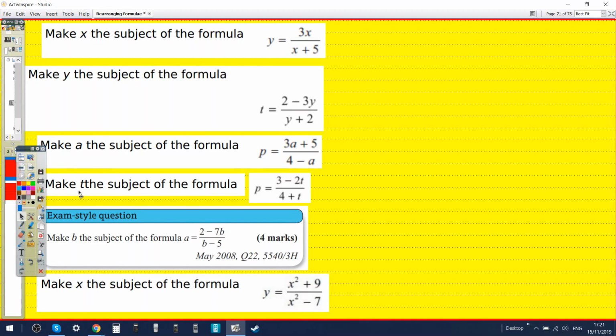Let's see. Tricky. These are all exam questions. Make x the subject. Let's do the second last one. Multiply b minus 5 on both sides. You get ab minus 5a equals 2 minus 7b.